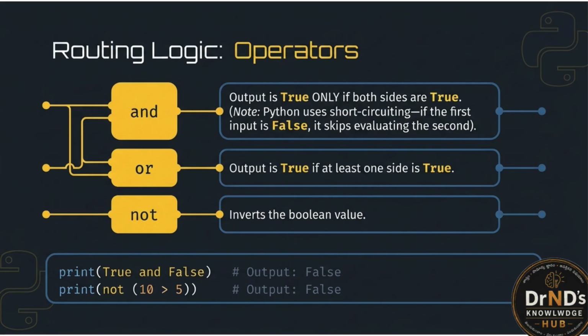So, the key takeaways from this slide are: and, both conditions must be true; or, at least one condition must be true; not reverses the Boolean value. These operators help Python make decisions based on multiple conditions.